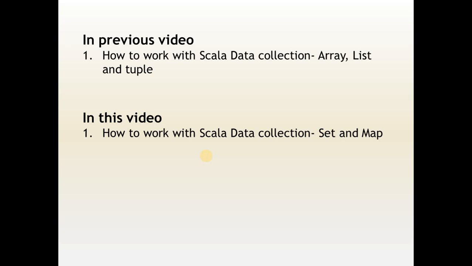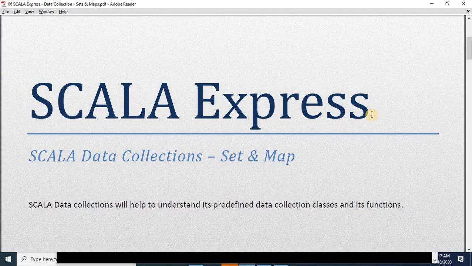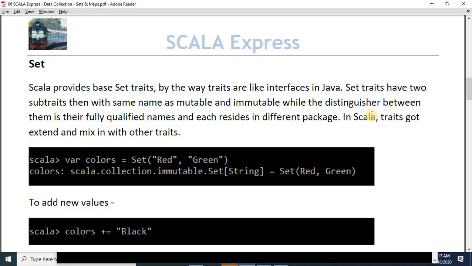In the previous video, we have seen how Scala data collections work, as array, list and tuple. In this video, we will see how sets and maps work. Scala provides us the base Set trait. By the way, traits are just like interfaces in Java. In Scala there are traits, in Java there are interfaces. They are both there for the same purpose in both languages.